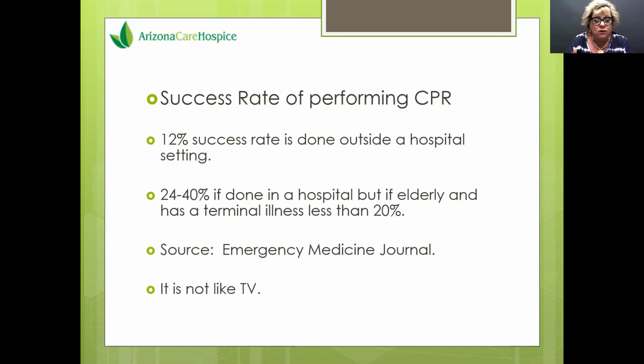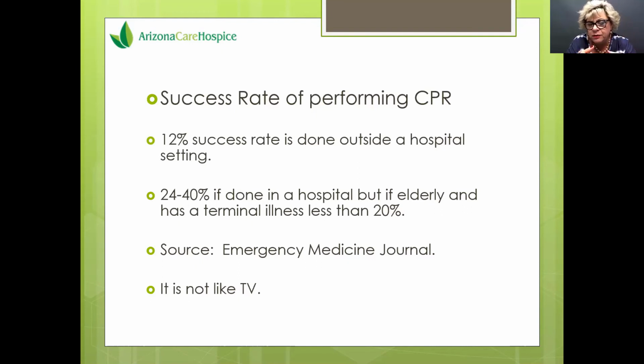So in other words, only 20% of those people may recover, and that's even less in some situations, depending on the terminal illness. So you want to make sure that you are very informed about what could happen if CPR is done on someone with a terminal illness, and what the results could be, and allow the patient to make the decisions for themselves. This was the latest statistics out of the Emergency Medical Journal for 2020.